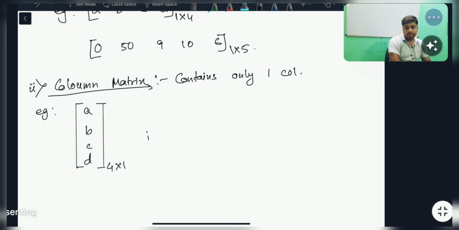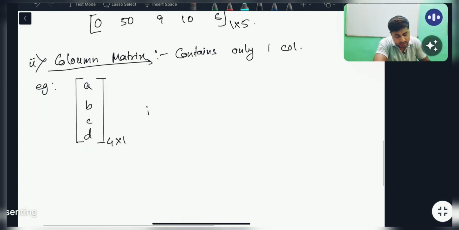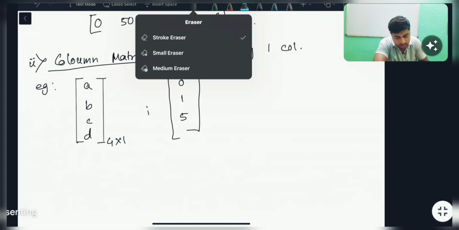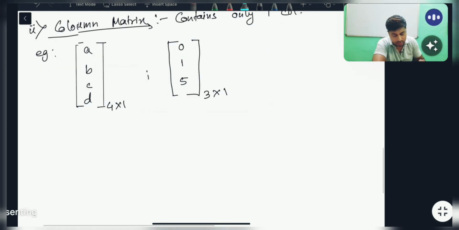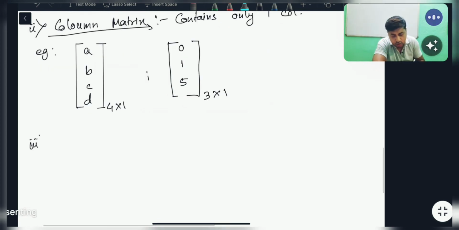Then after column matrix we come to the null matrix. Let me give another example here, take 0, 1, 5. That means 3 rows, 1 column, 3 into 1. That's it. After column matrix, which matrix comes next? Null matrix.